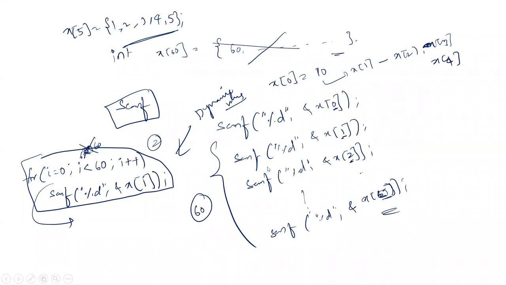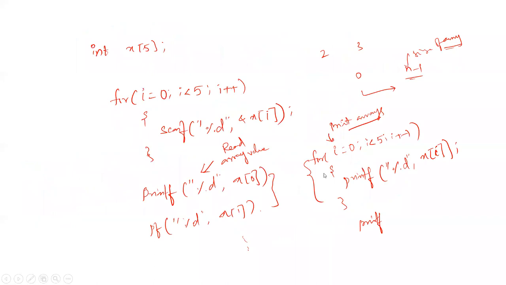This is reading the values, and printing the values is also using a for loop. Again, for i equal to 0, i less than 5, since we have 5 elements, i plus plus, printf percent d, x of i. So we read array elements using a for loop and print array elements using a for loop. This is a dynamic reading of values into an array. We have seen a simple example program of how to read the values and how to print the values.